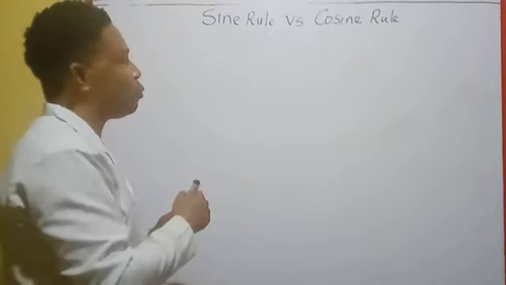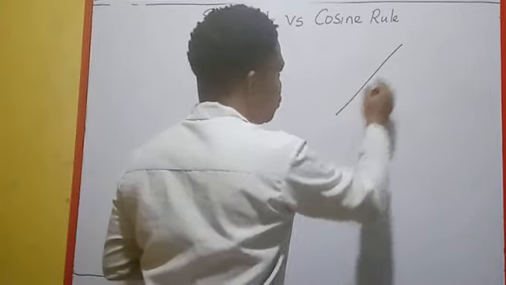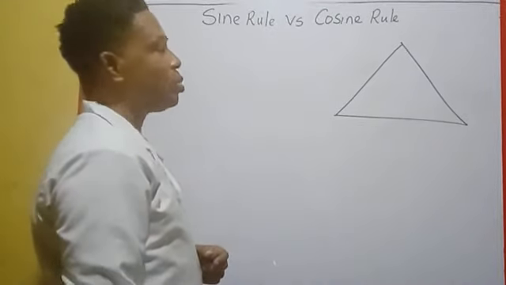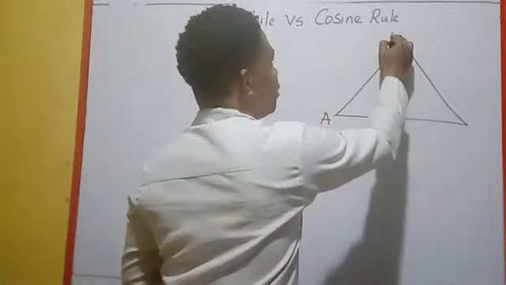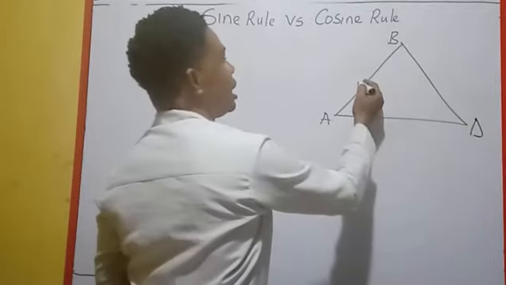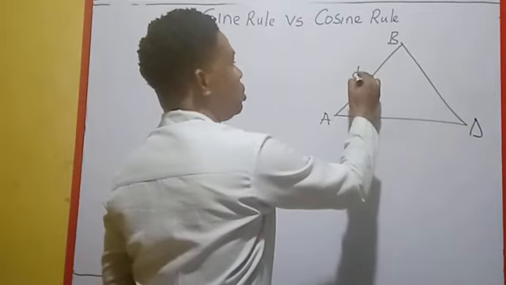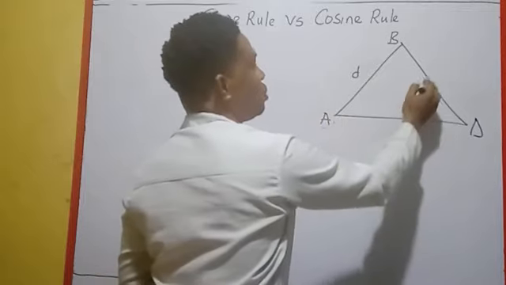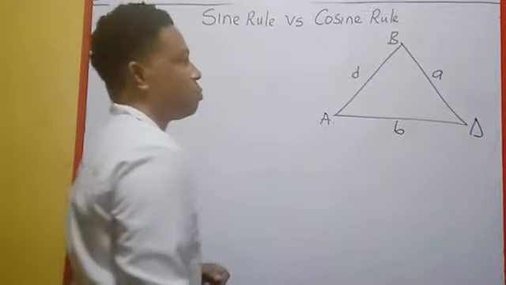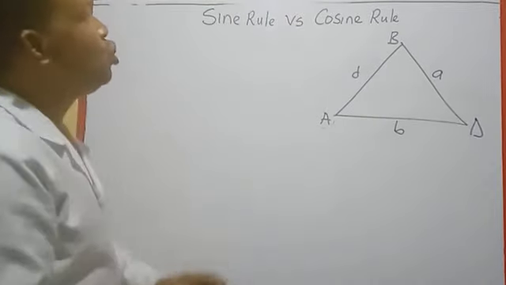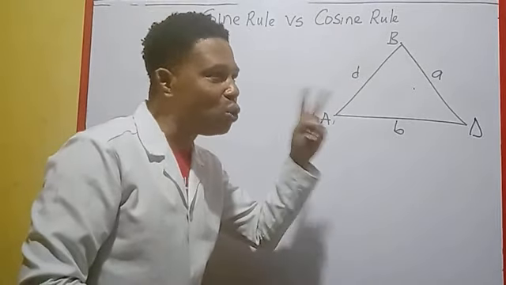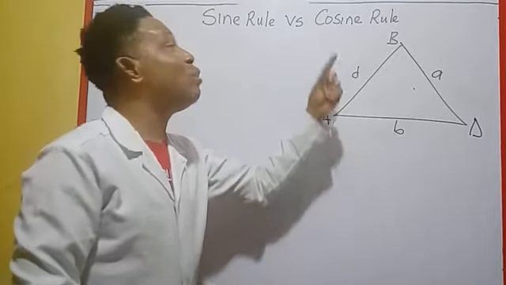Now, let me give you an example. This is a triangle, for example, and this triangle is not a right angle triangle. We have A, we have B, and we have D. The side that D is facing is small d. The side that angle A is facing is small a. The side that B is facing is small b. Now, we use cosine rule if you know two sides and one angle.